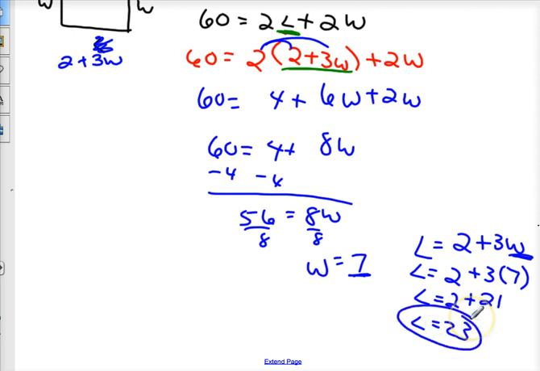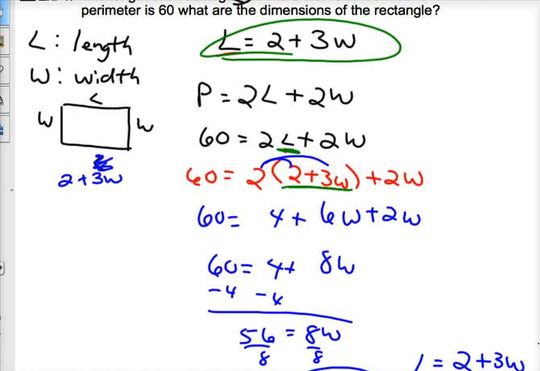Length is 23. So the answer to this problem is it has a length of 23 and a width of 7. 23 plus 7 is 30. So one length and one width is 30, therefore the other length and the other width is 30. Gives us a total of 60, which is what we said the perimeter was.